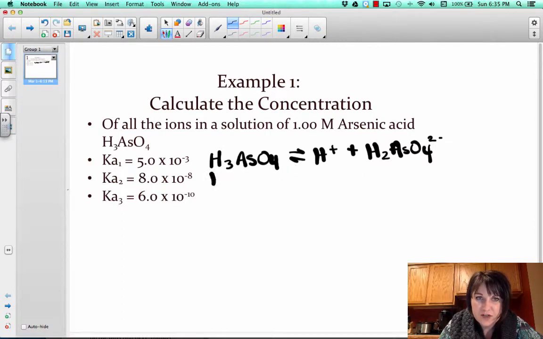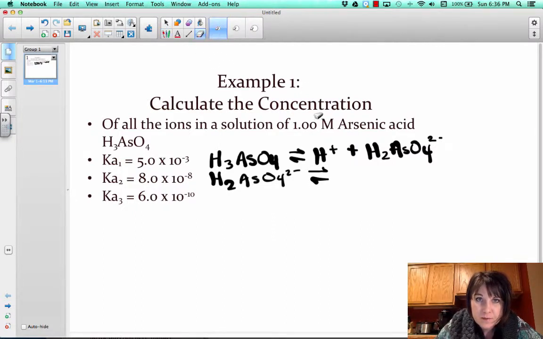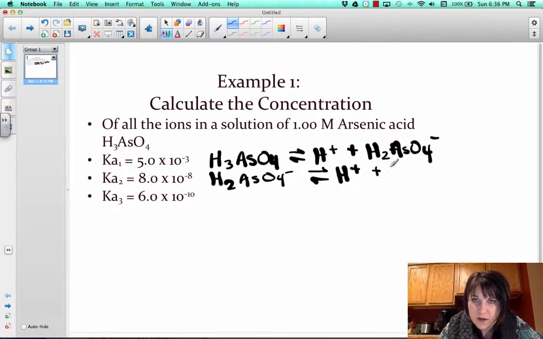The next dissociation describes when that conjugate base, H2AsO4, then loses one of its hydrogens. That's not a 2- charge, that's just a 1- charge. Let's fix that. 1-, there we go, that's better. So one of the hydrogens comes away, and I'm left with only 1 acidic hydrogen still attached. Now I have a 2- charge.